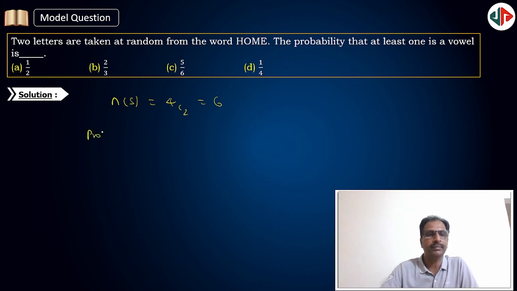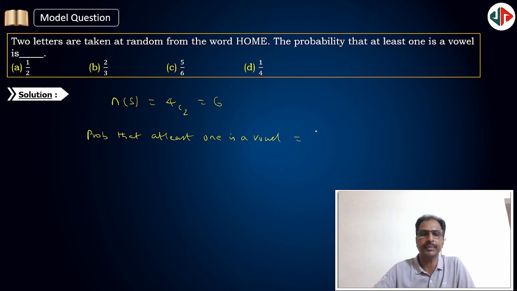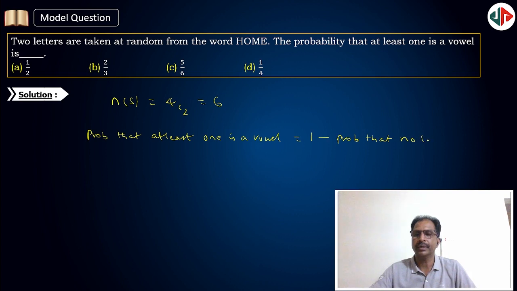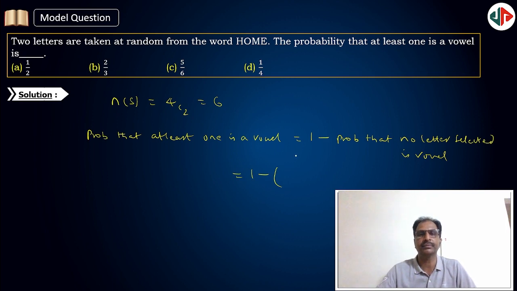Probability that at least one letter is a vowel. Whenever the question says at least one, we do it by the complement. The probability that at least one is a vowel is nothing but 1 minus the probability that no letter selected is a vowel. Which means the 2 letters we are selecting should be consonants. What are the consonants we have? 2 consonants. So 2C2 by 4C2, which is 1 minus 1 by 6, that is 5 by 6. Option C.